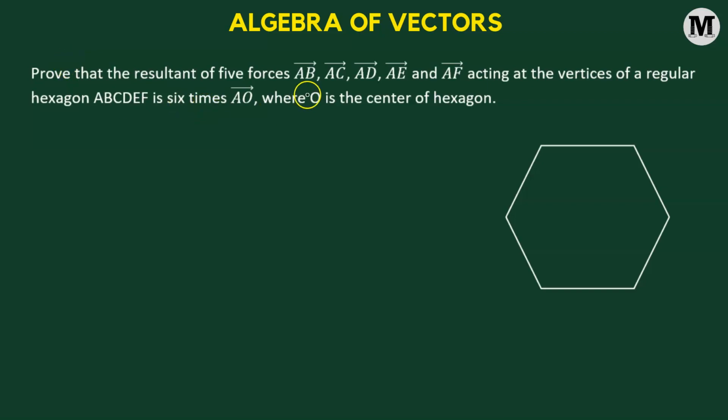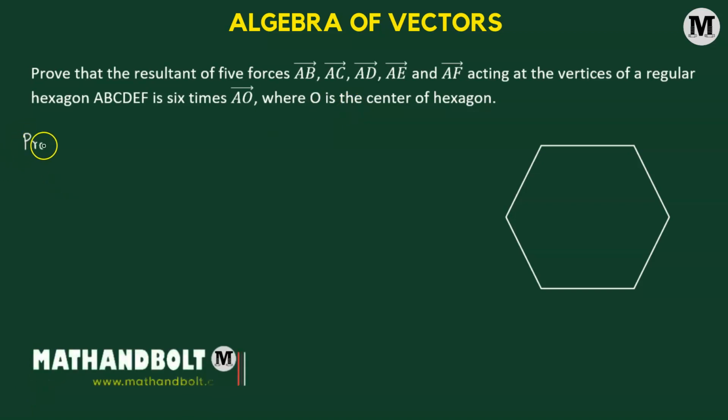Prove that the resultant of 5 forces, AB vector, AC vector, AD, AE and AF vector, acting at the vertices of a regular hexagon ABCDEF is 6 times AO vector, where O is the center of the hexagon. Let us begin. So here we begin by considering a regular hexagon.